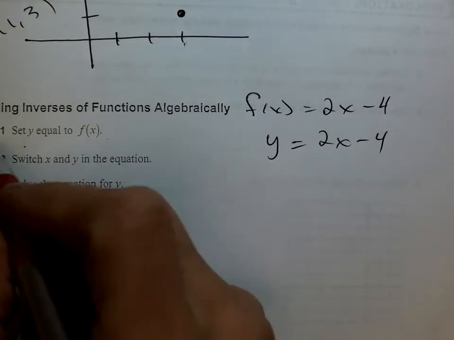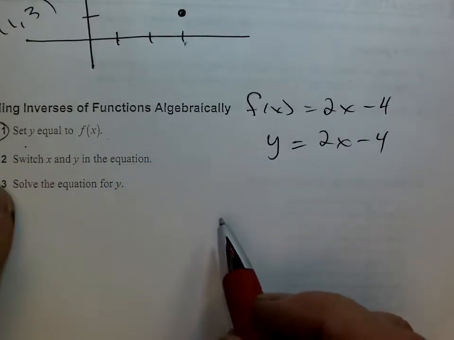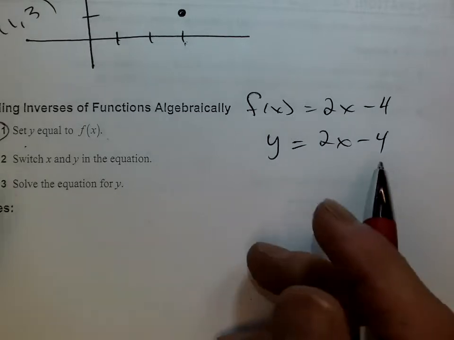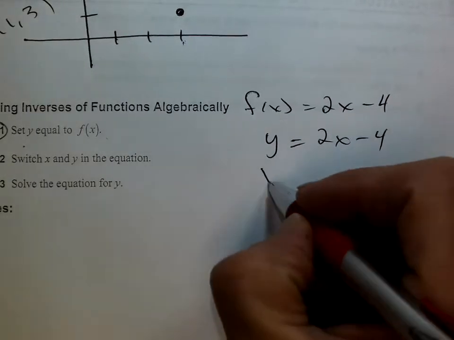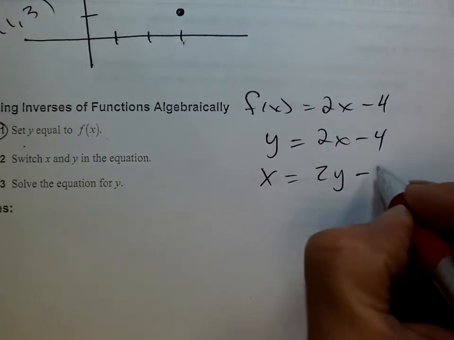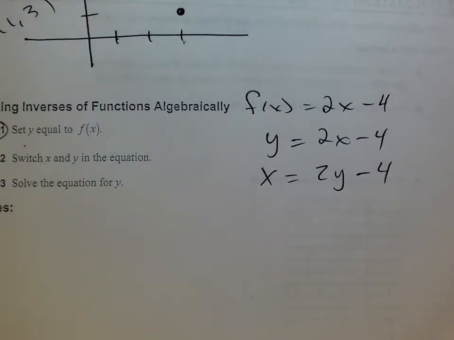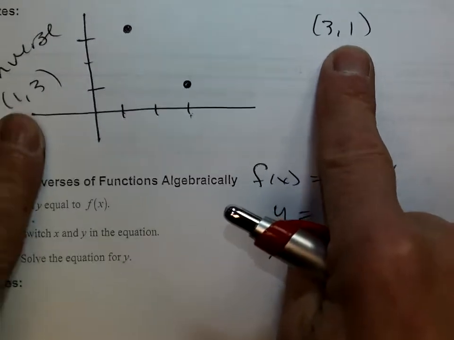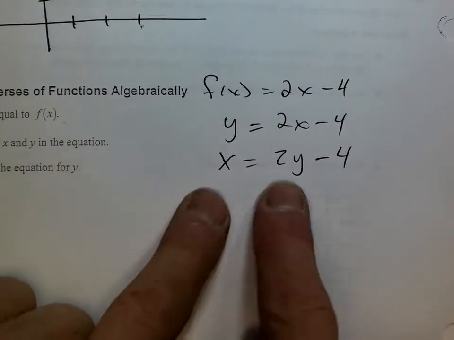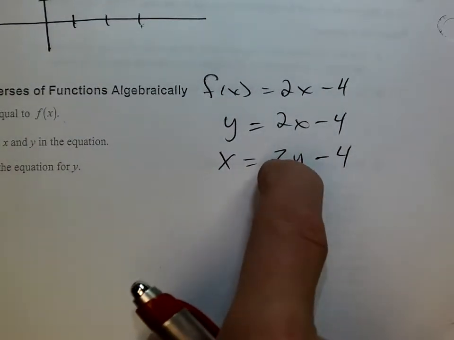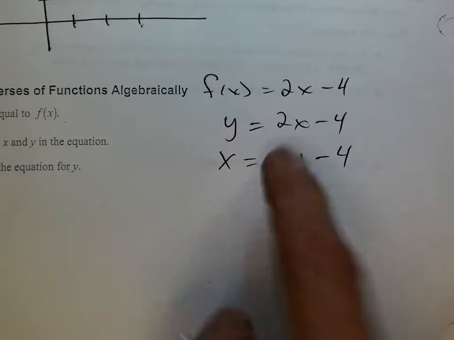So step one, set y equal to f(x). We did that. And then step two, switch x and y. When I switch the x and y, I have switched all of the points. I haven't just gone from (3, 1) to (1, 3). When I've switched the x and the y, I've switched every single possible point, which is a whole bunch because it's a line.